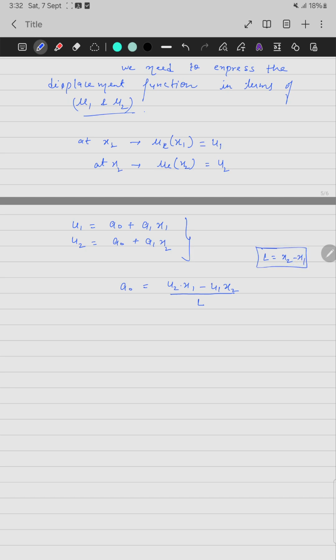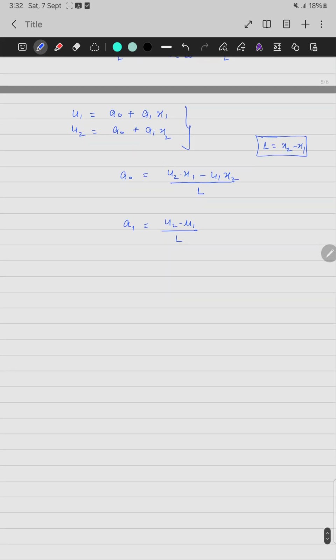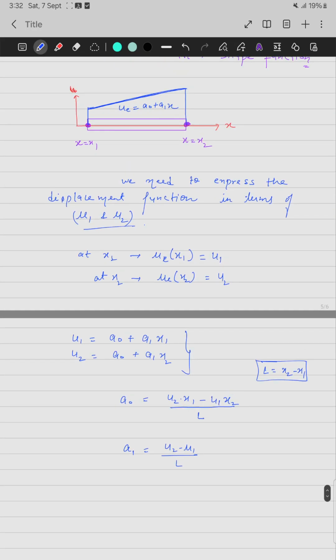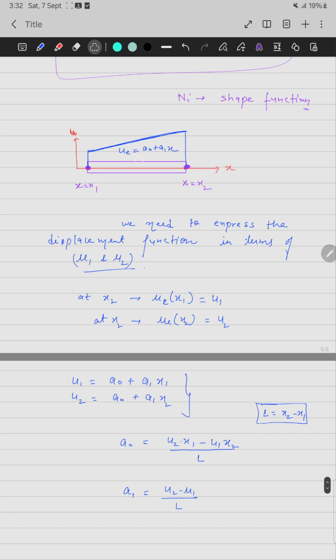Got it? Yes. In the same way, from this equation we'll get a1 as (u2 minus u1) divided by l. Now we have a naught and a1, and what we'll do is put these a naught and a1 in this displacement equation. Let me take this.